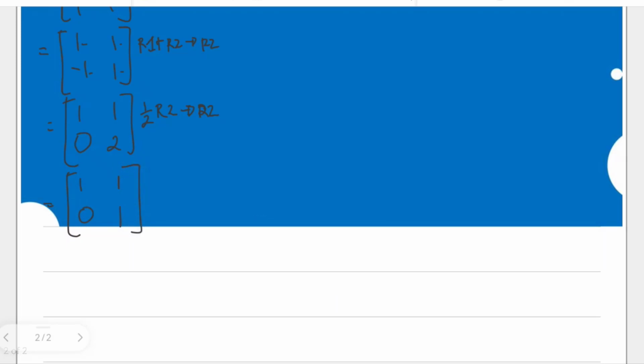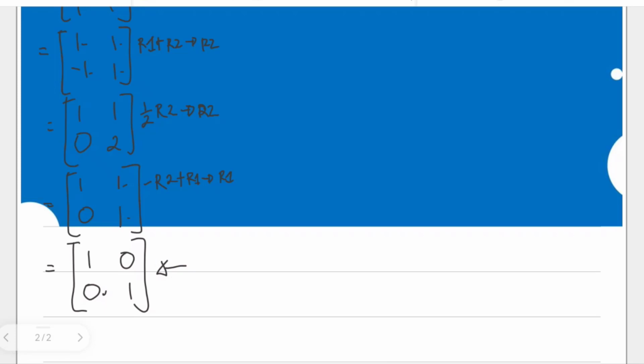This is not yet the reduced row echelon form because we need to make this 0 by multiplying -1 to row 2 plus row 1 for a new row 1 in backwards motion. This is 0, 1 here. -1 times 0 is 0 plus 1. -1 times 1 is -1 plus 1, 0. This is now our final reduced row echelon form of our first matrix.